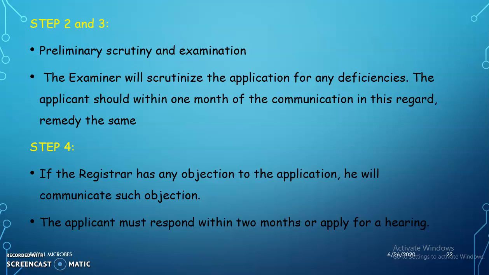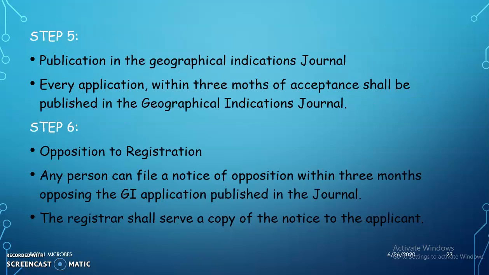Step 4. If the registrar has any objection to the application, he will communicate such objections, and the applicant must respond within 2 months or apply for a hearing. Step 5. Publication in the Geographical Indications Journal. That is, every application within 3 months of acceptance shall be published in the Geographical Indications Journal.